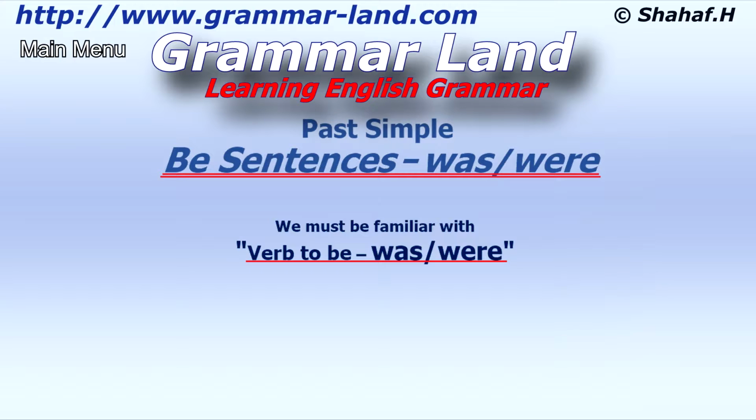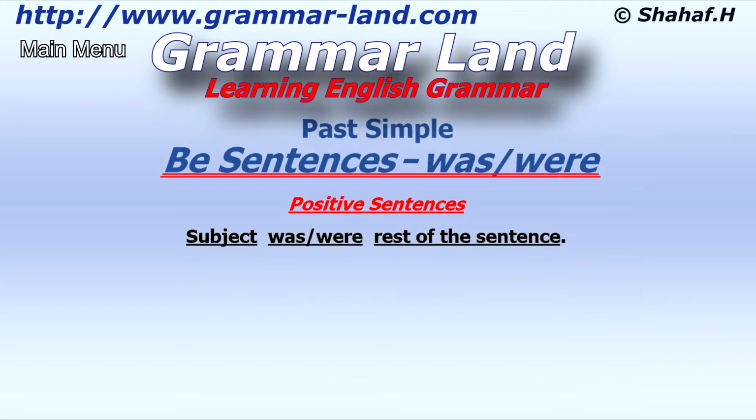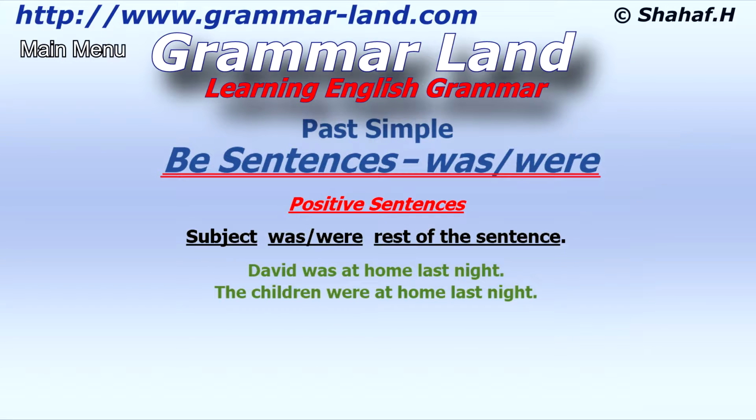Let's start. Positive sentences. The sentence starts with the subject, followed by was or were, depending on the subject. Then comes the rest of the sentence. David was at home last night. David is he, therefore we use was. The children were at home last night. The children are they, so we use were.